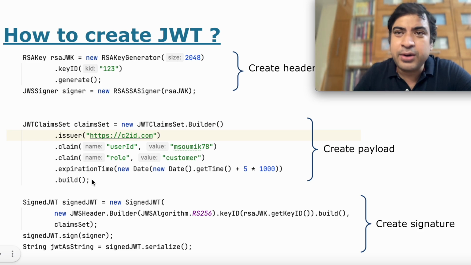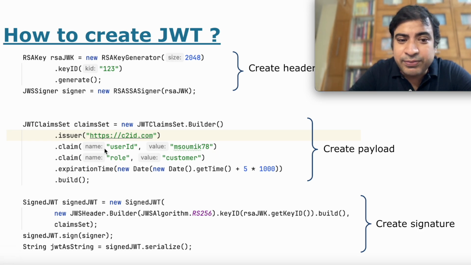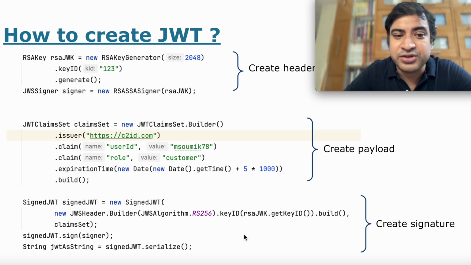payload. The payload is the actual body of the JWT which contains different key-value pairs. These claims are nothing but key-value pairs. There are some standard claims, standard key-value pairs like issuer, and then there are some custom claims, like these which I created: user ID, role, etc. and also the expiration time. And then finally here is how I can sign the JWT.